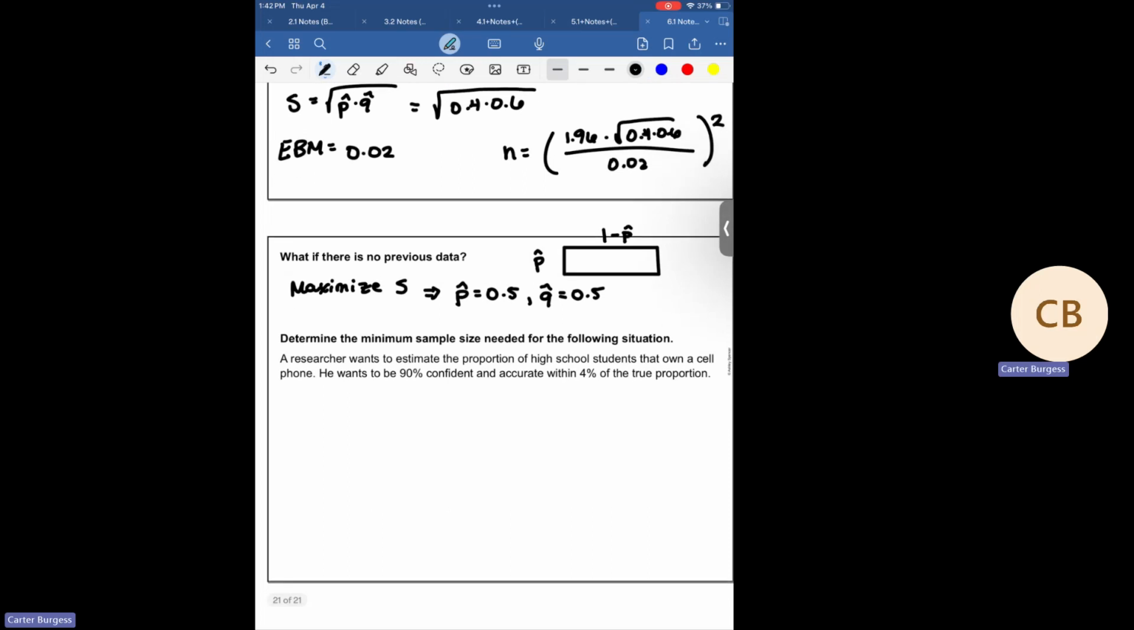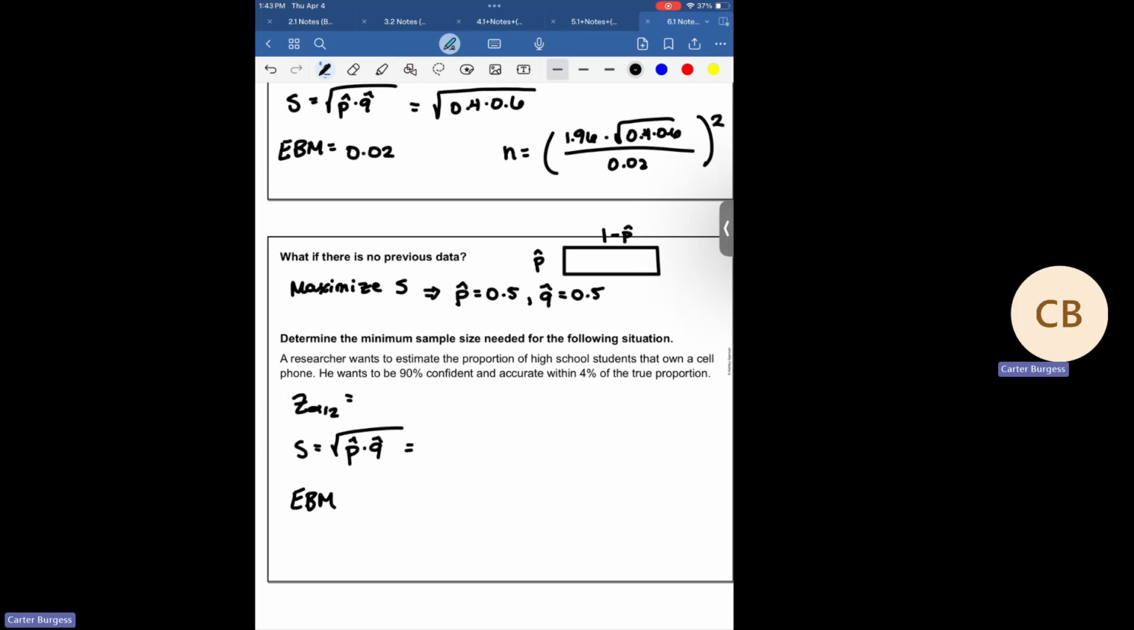All right, so let's take a look at this. Again, determining the minimum sample size that we need for this distribution. We want to be 90% confident within 4% of the true proportion, and we are not given any previous data to pull from. So exactly the same thing. We need our z-score. We need our S, which is the square root of P hat times Q hat. And we need our error.